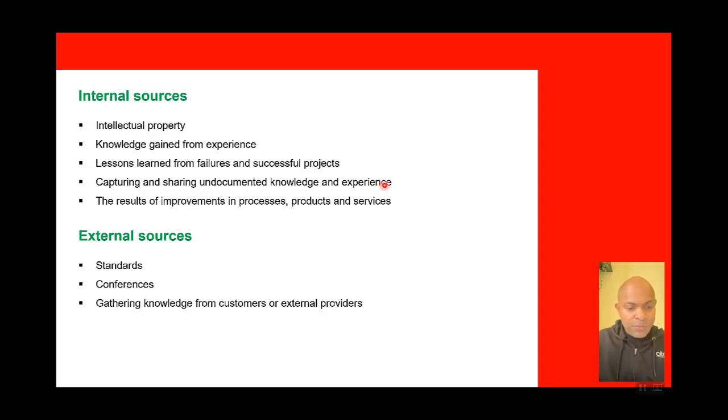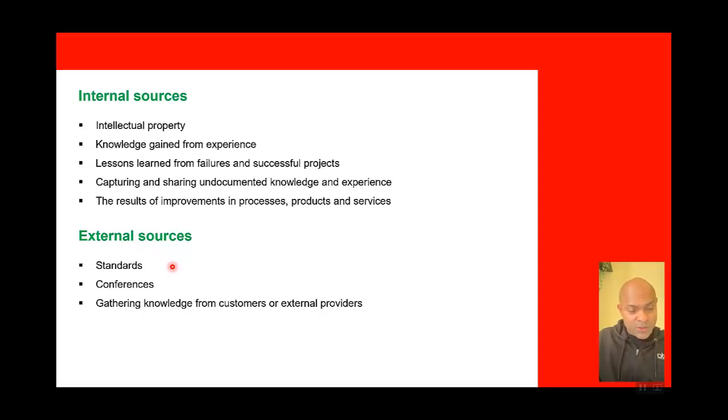Now, you both capture and share undocumented knowledge and experience within the organization. As you know, many people's experience is not recorded, but they are working in the organization. So you have that type of internal source for knowledge. Of course, you do a lot of improvement processes for your products and services. This improvement process is knowledge. So you can see there are various internal sources.